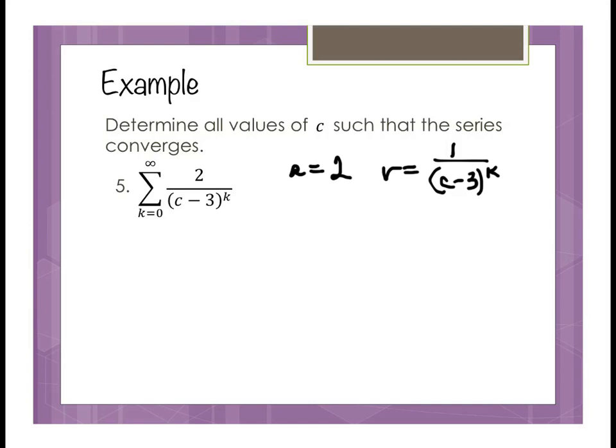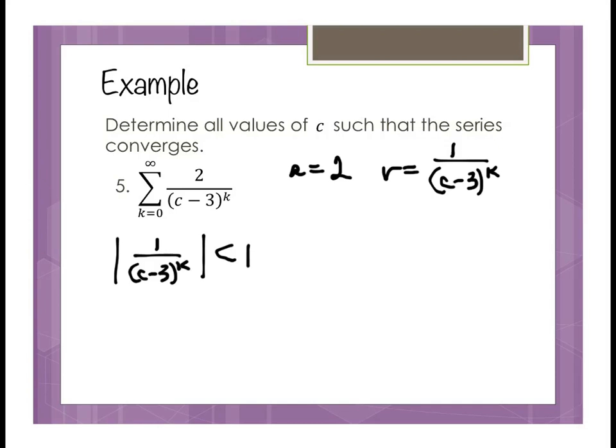Okay. So we want that 1 over C minus 3, not C minus K, C minus 3 raised to the K, to have the property that when we take its absolute value, it's less than 1. So we need to figure out what values for C will actually make this work. And I'm going to show it to you. Some of you probably can look at that and just figure it out in your head, but I want to show you the algebra for doing it because sometimes you aren't going to be able to just do it in your head depending on the problem that you're working with.